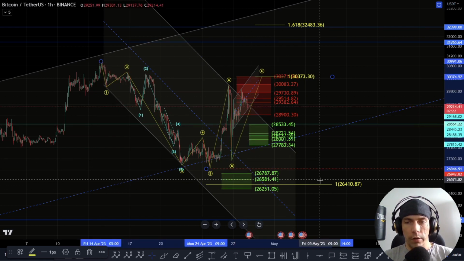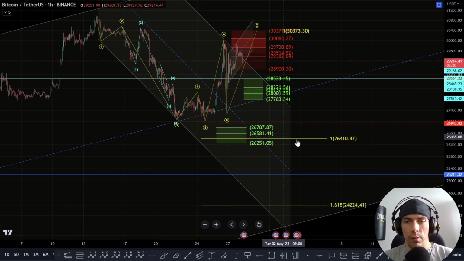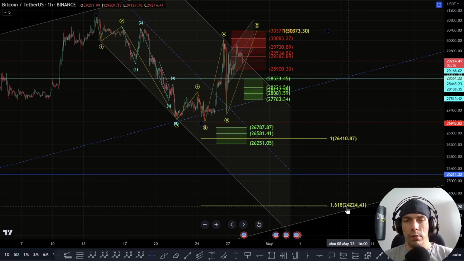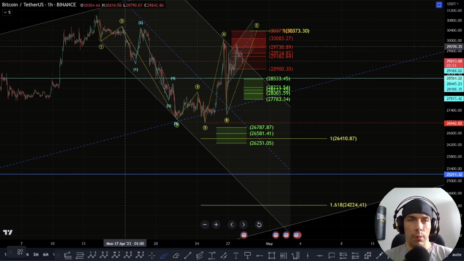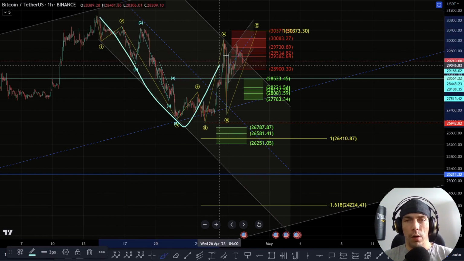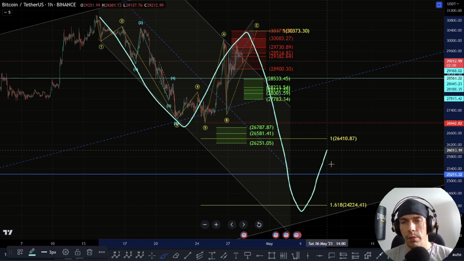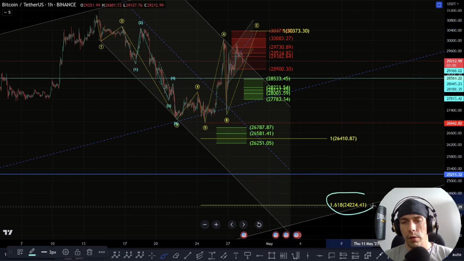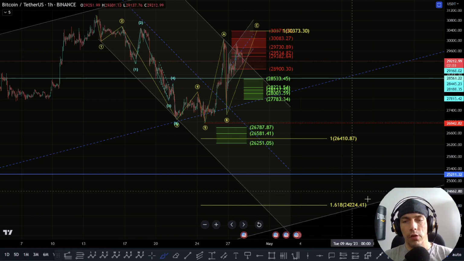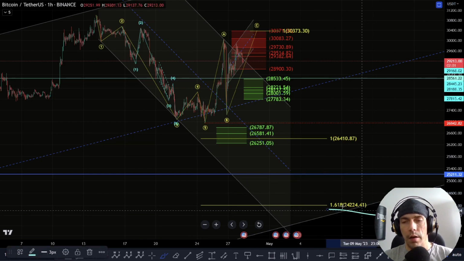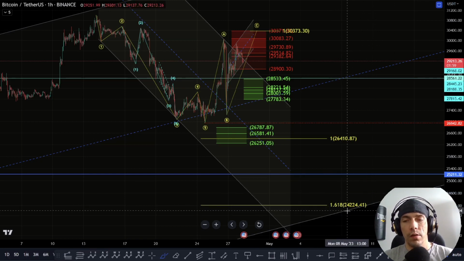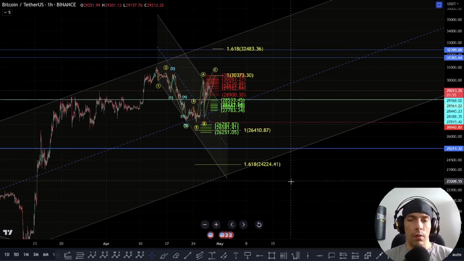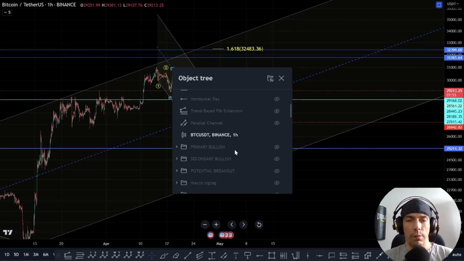If we do break down like this, we'd want to see how we react on that one-to-one target. If we do break down deeper, this 1618, we'd have to be very careful, because then we could have this rather as 1, 2, 3, 4, and then looking for a 5-wave move to the downside. So by all costs, if we want to maintain bullish structure here, we want to stay above this 24,224. Otherwise, it could mean that we're potentially setting up for a deeper retracement.